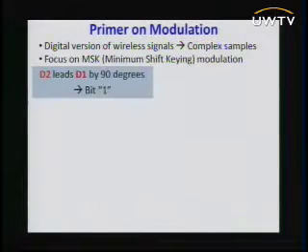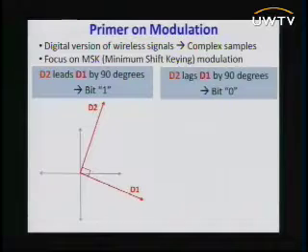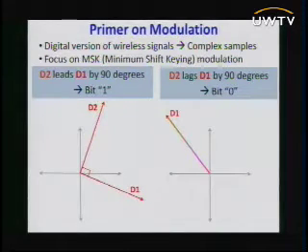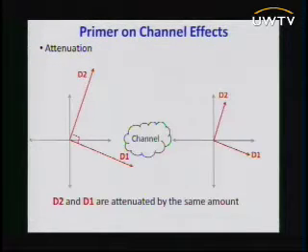Suppose you wanted to transmit bit 1, you first transmit this complex number D1, and then transmit a second complex number D2, which leads D1 by 90 degrees. If you wanted to transmit bit 0, you first transmit D1, and then D2, which lags D1 by 90 degrees. From now on, I'm going to assume David wanted to transmit bit 1. So he takes these two complex numbers D1 and D2 and transmits them on the wireless channel.